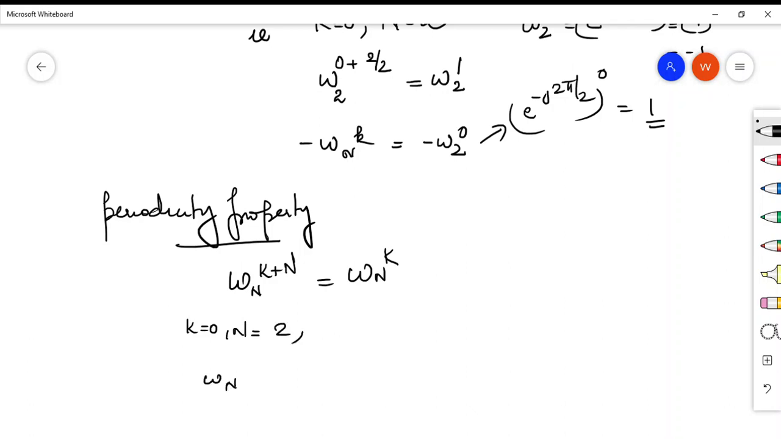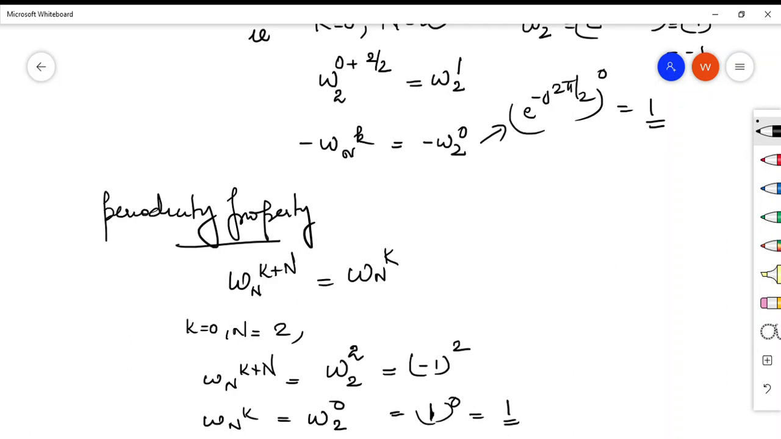So what is W_N^(k+N)? W_N^(k+N) will be equal to W_2^2, and W_N^k will be equal to W_2^0. Now if you find these two, W_2^2 will be equal to (-1)^2, and this will be 1. And W_2^0 is raised to 0, so it will be equal to 1. So this always obeys the periodicity property and symmetry property.